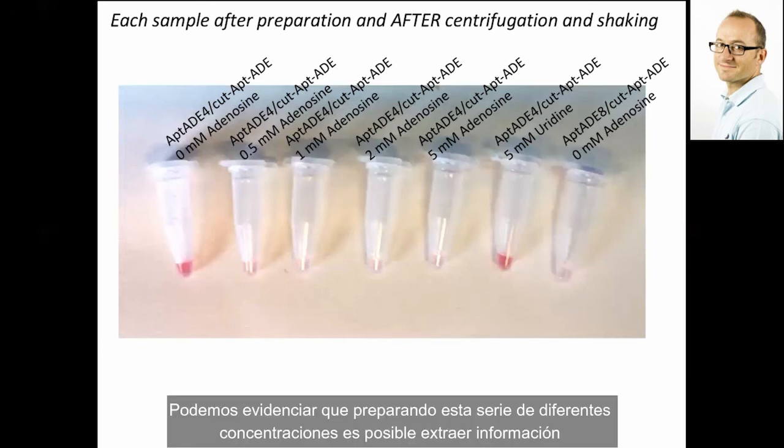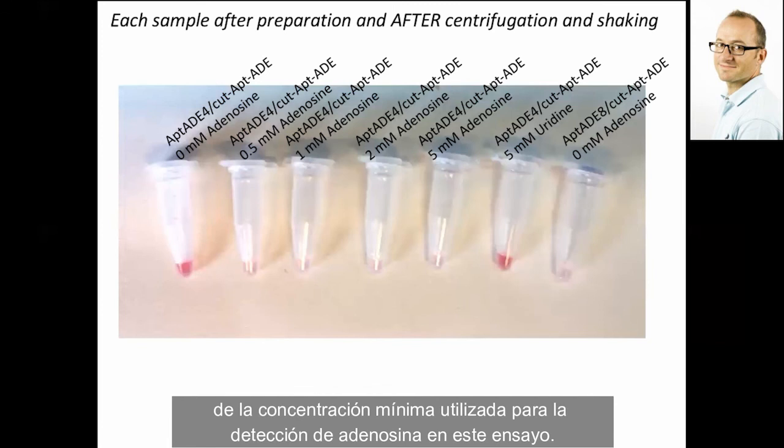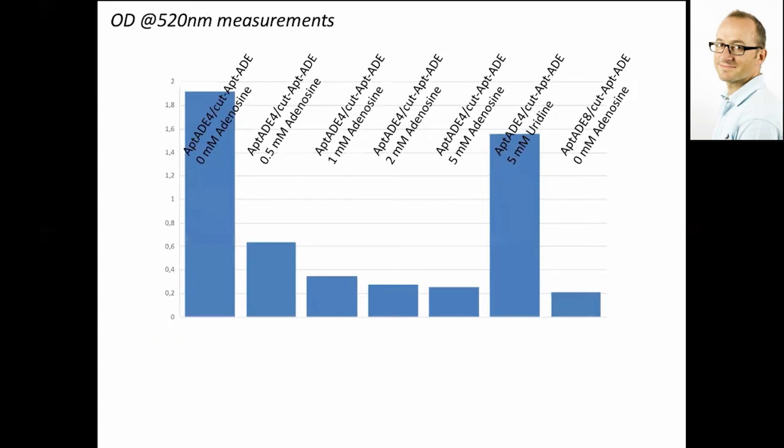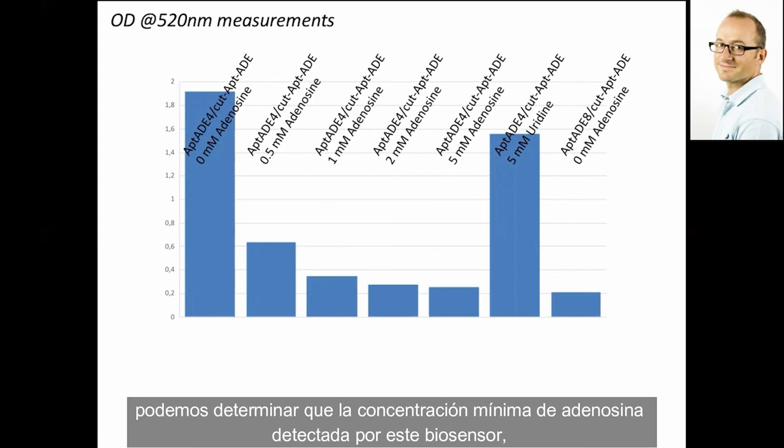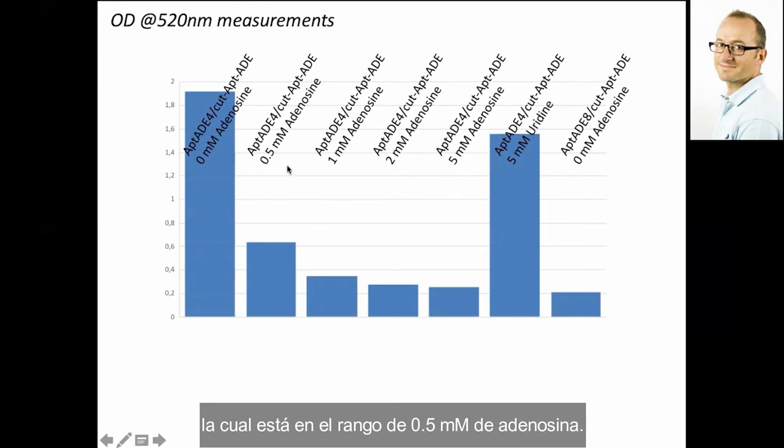So you can see that by forming this series of different concentrations, you can guess more or less what's the minimum concentration that will be used for the detection of adenosine. If you quantify the optical density, you can do that with specific instruments that enable the measurement on very small volumes, because don't forget that you have only 50 microliters in this sample. Thanks to this quantification, I can guess that a minimum concentration of adenosine I can measure with this biosensor is in the range of 0.5 millimolar adenosine.